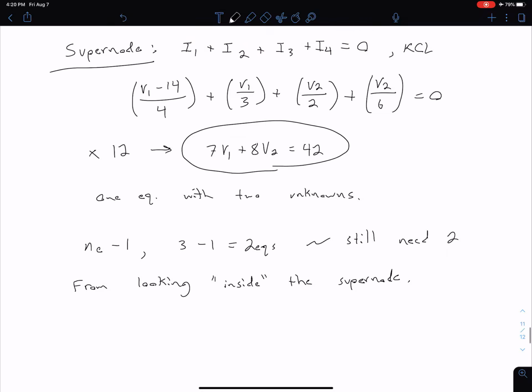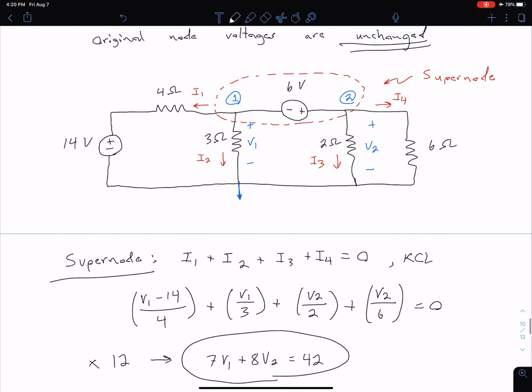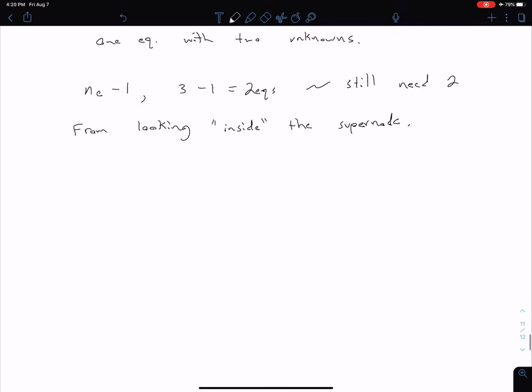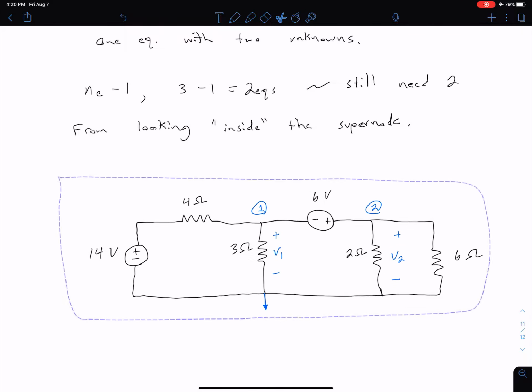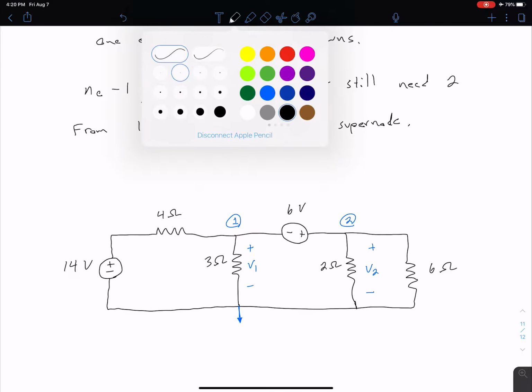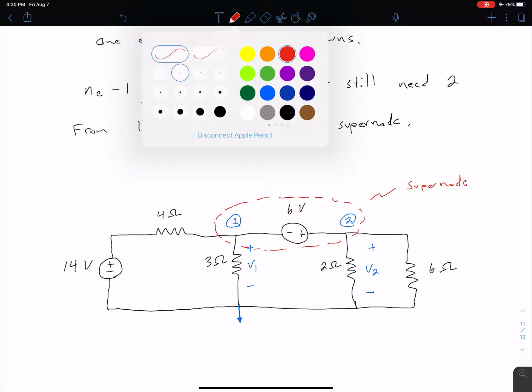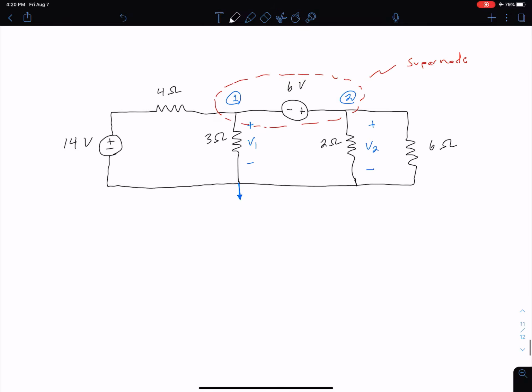And essentially all that is we're going to be looking inside here and we're going to say how do V1 and V2 relate to one another through the supernode. So let's look at that. Let's copy the circuit or paste the circuit one more time here. Okay, and let's draw our supernode here. Right, so this is still our supernode. And so what we want is a supernode constraint, sorry. We already have our supernode equation, that's what we did previously. Now we're looking for this supernode constraint.